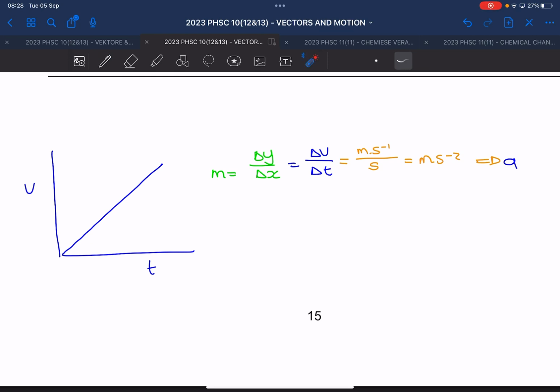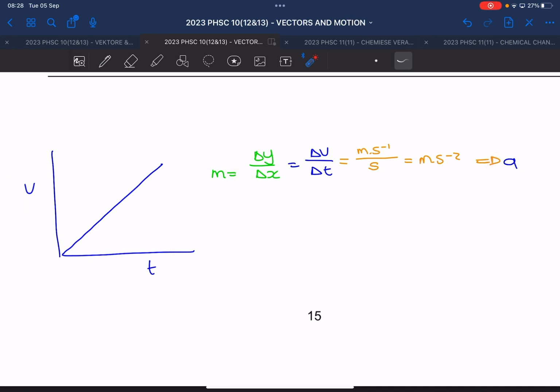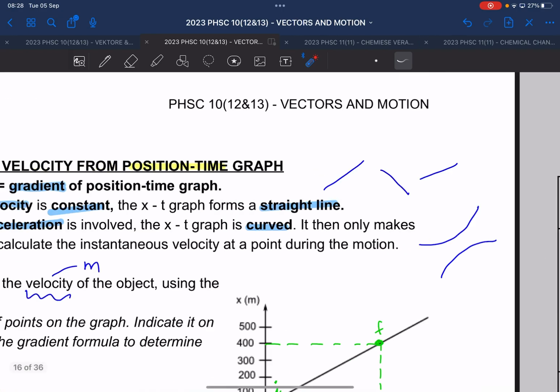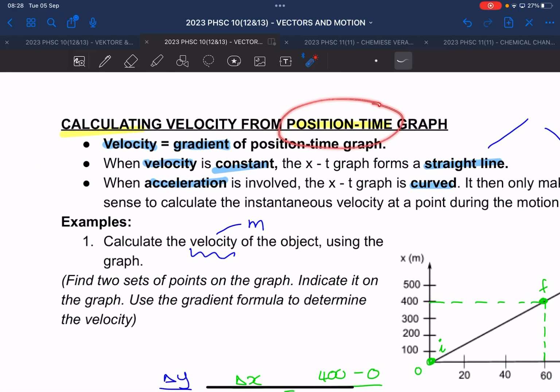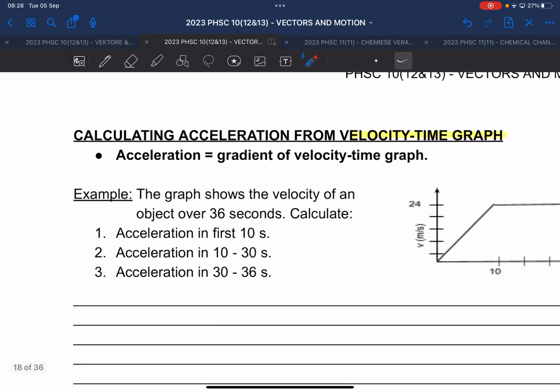We proved that the gradient gives us acceleration. So for this type of graph, when they ask you, determine the acceleration, then you know, oh, I should look at the gradient. Okay, please don't get confused. For position time graphs, the gradient gives us velocity. For velocity time graphs, the gradient gives us acceleration. So the gradient changes meaning for each type of graph.